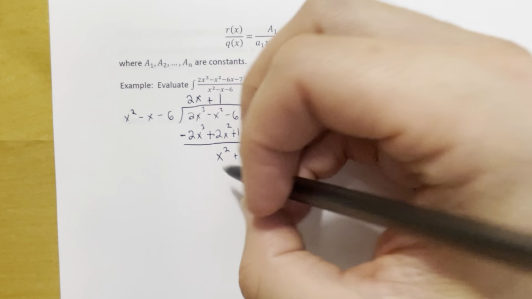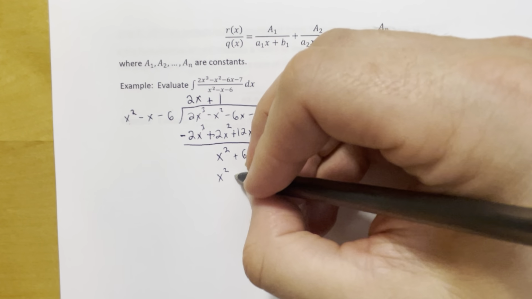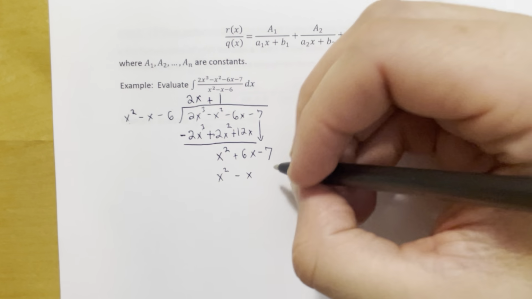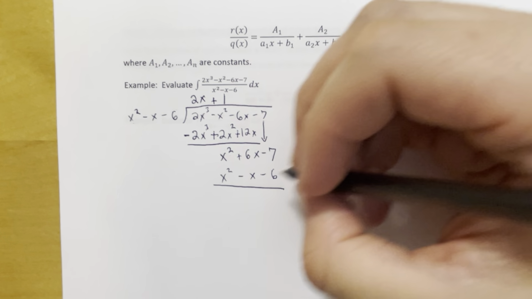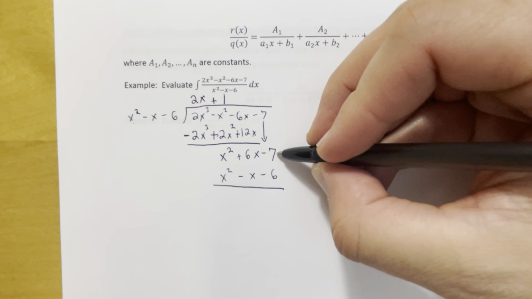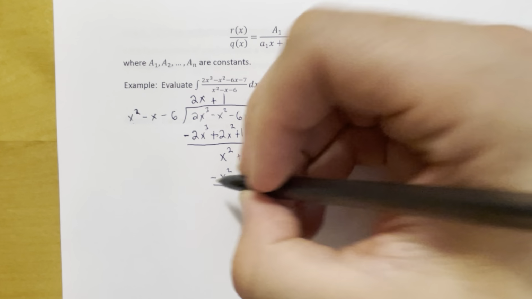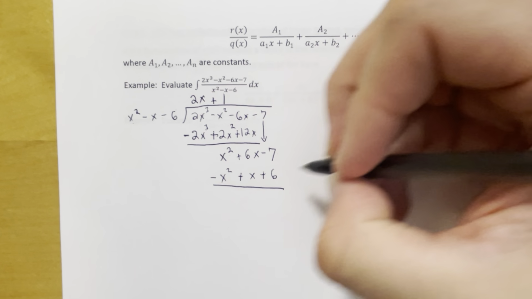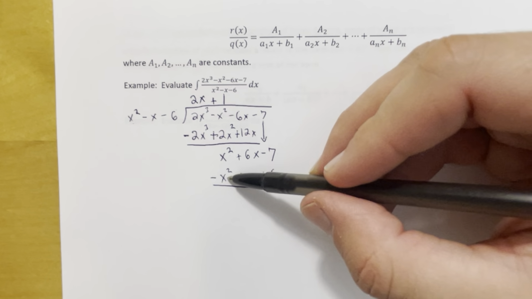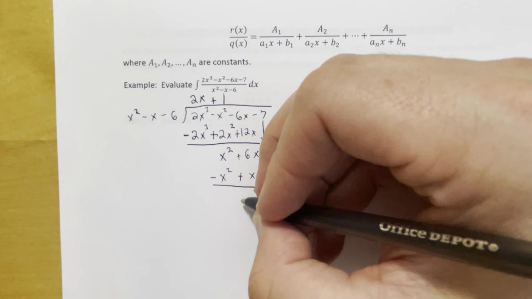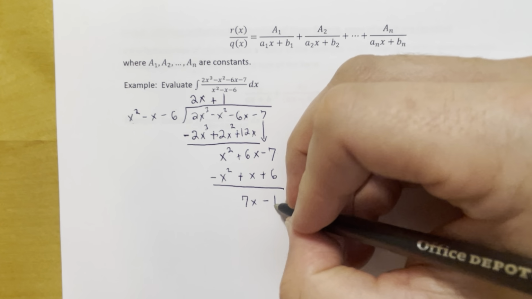When I do that, 1 times x squared gives me the x squared that I wanted. 1 times negative x is negative x. 1 times negative 6 is negative 6. And then we do the same thing as before. We subtract this polynomial minus this one. But, like we said before, it's easier to just change the signs of that second polynomial and then think of it like addition. So again, these cancel. 6x plus x is 7x. Negative 7 plus 6 is minus 1.